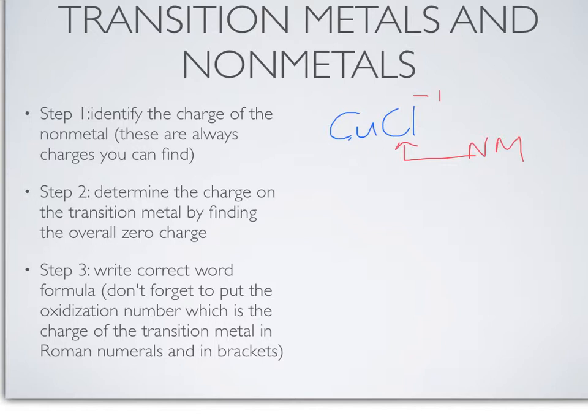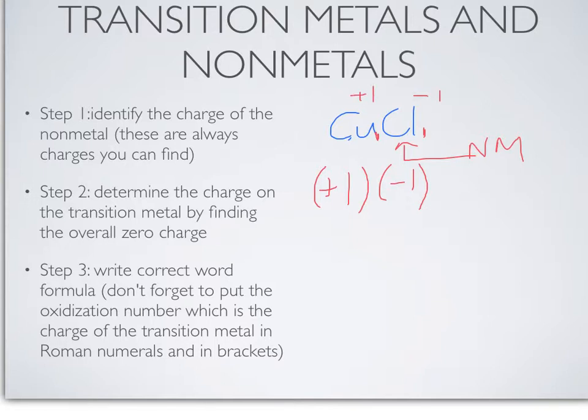So step 2 is to determine the charge on the transition metal by finding the overall zero charge. Because I have only one chlorine, therefore I have to be -1, and therefore I have to be +1. Since I only have 1 copper, my copper has to be +1.